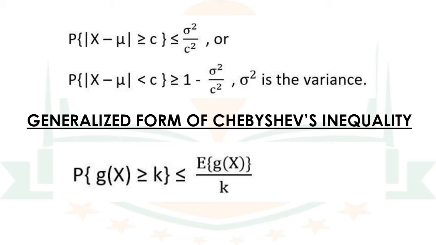Now let us see the generalized form of Chebyshev's inequality. Let g of x be a non-negative function of a random variable X. Then for every k greater than 0, we have probability of g of X greater than or equal to k is less than or equal to expectation of g of X divided by k. This is the generalized form of Chebyshev's inequality.